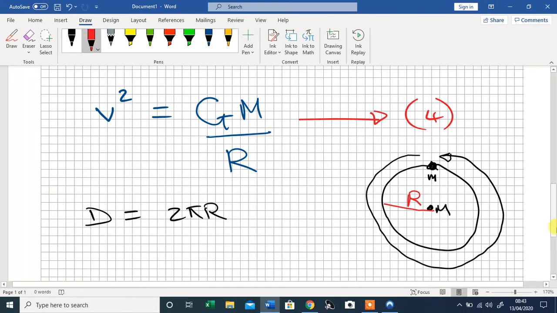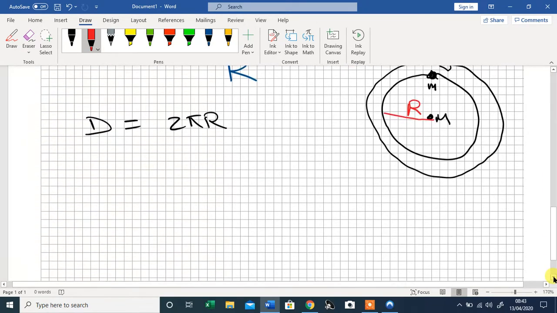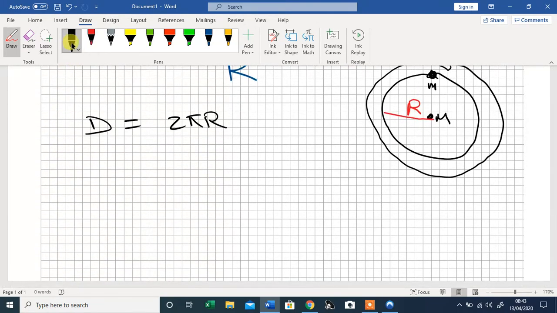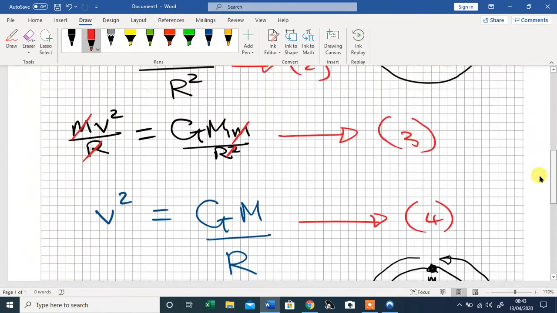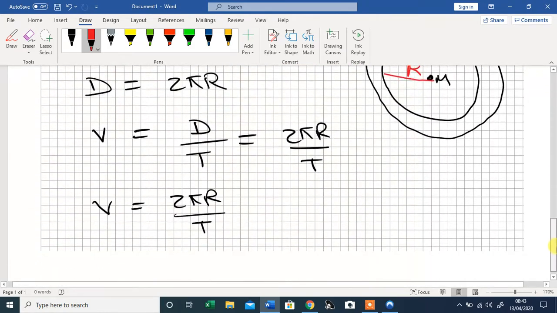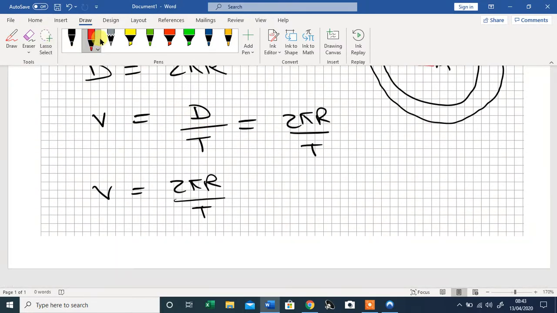So this must mean, since velocity is distance divided by time, that v is equal to d over t, which is equal to 2 pi r over t. I'll just write it down here again because I want to label that equation as equation 5. Right?